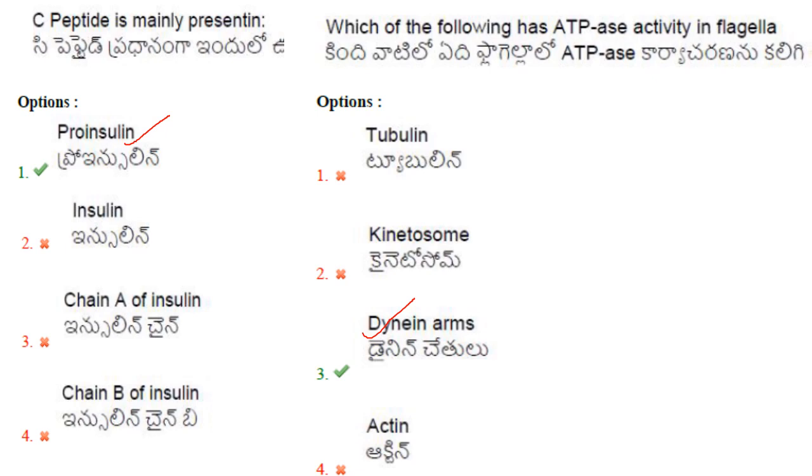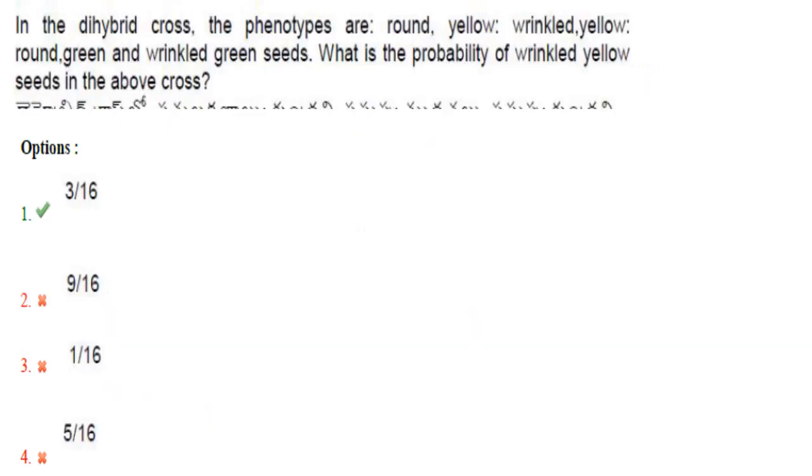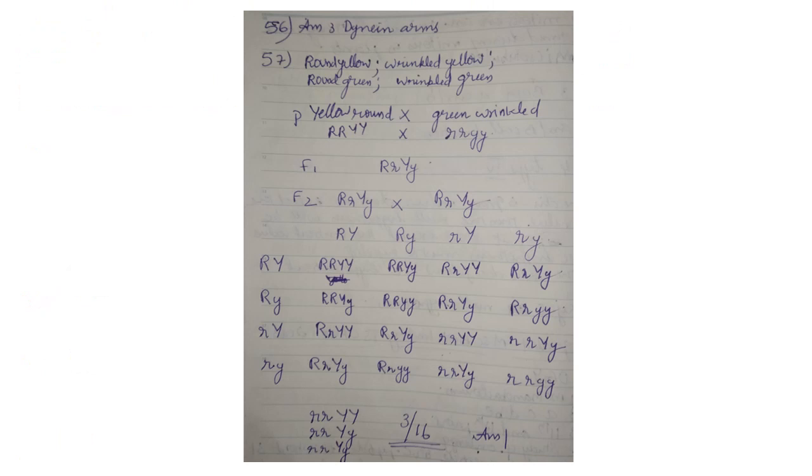Then next one. Which of the following has ATPase activity in the flagella? So it is the dynein arms that have got the ATPase activity. In the dihybrid cross, the phenotypes are round yellow, wrinkled yellow, round green, and wrinkled green seeds. So that is the dihybrid cross which Mendel conducted. What is the probability of wrinkled yellow seeds in the above cross? So this is the cross.